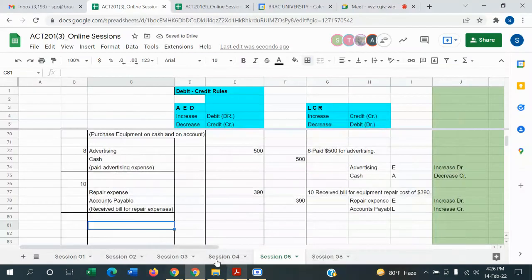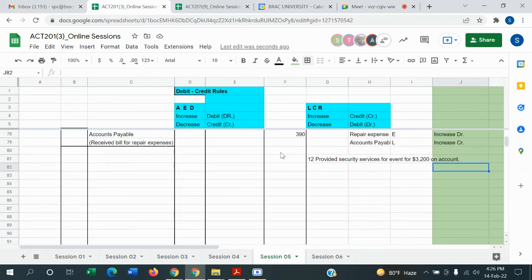Twelve. Provided security service for an event for 3200 on account. If you can remember, their main objective is to provide security services. So if I want to do this journal directly, it's accounts receivable and service revenue, exactly.